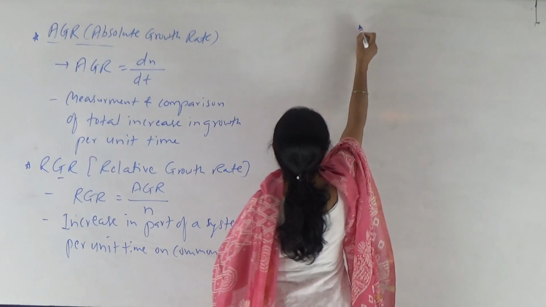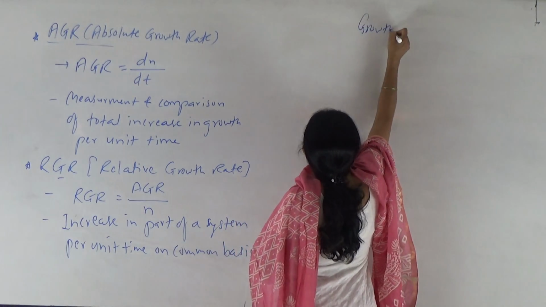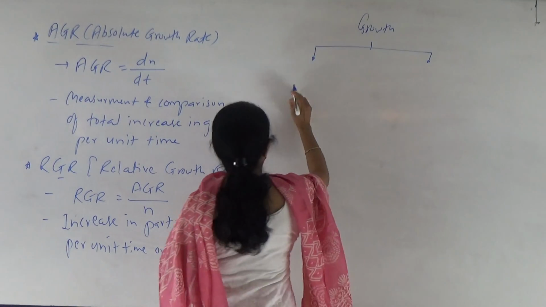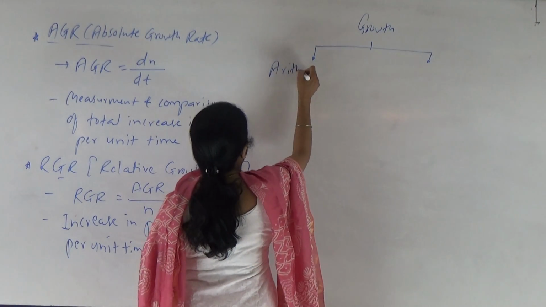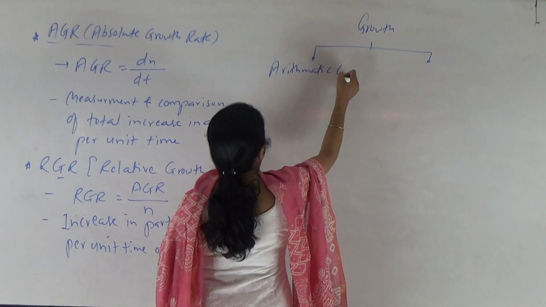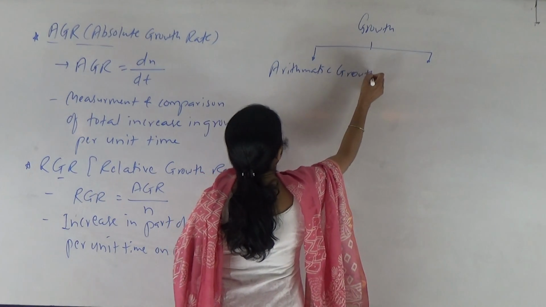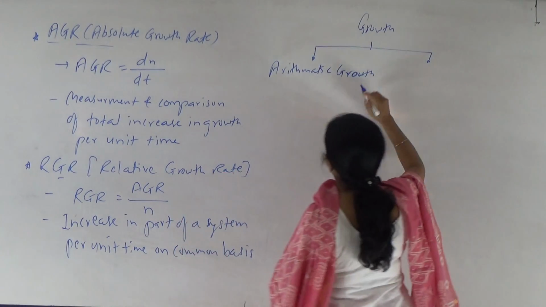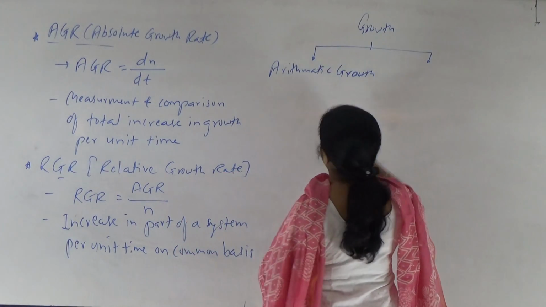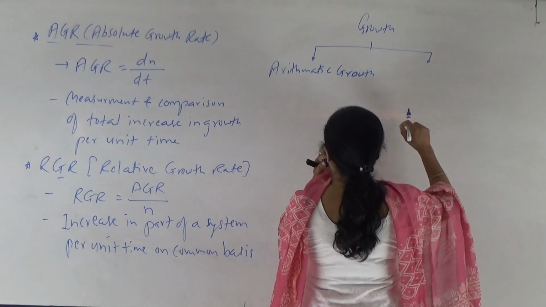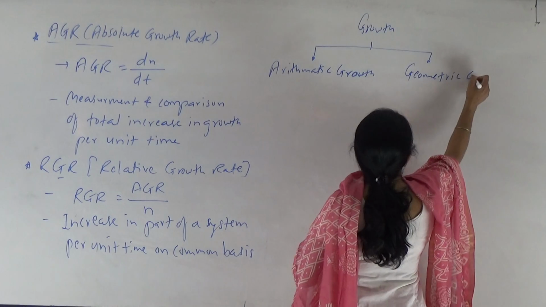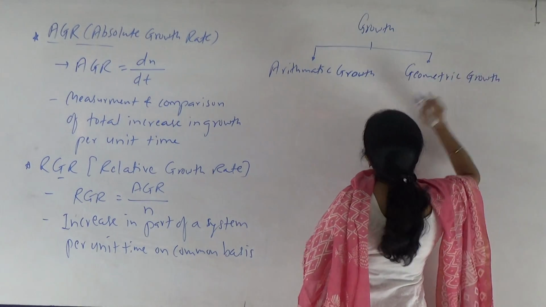Now let's see the types of growth. So there are two types, right? One is known as arithmetic growth, and the other is geometric growth, on the basis of pattern of growth, on the basis of development, differentiation of cells, and the ability of cell division, etc.